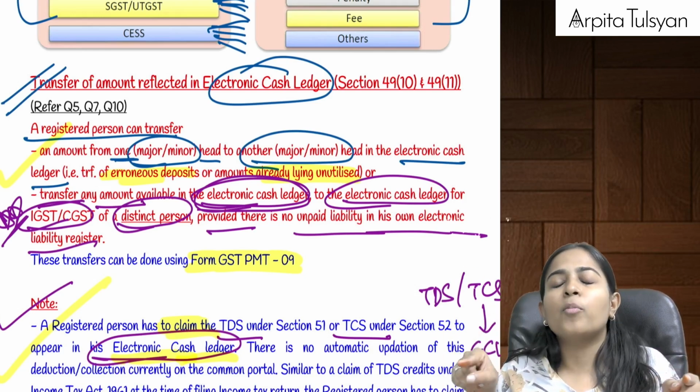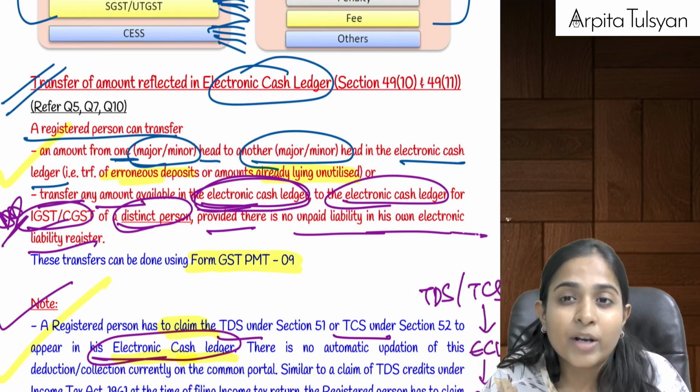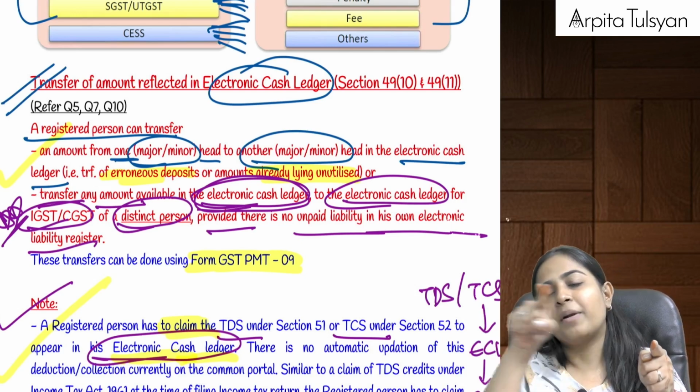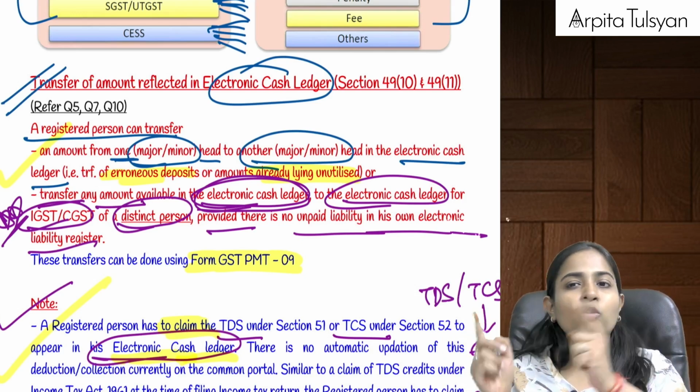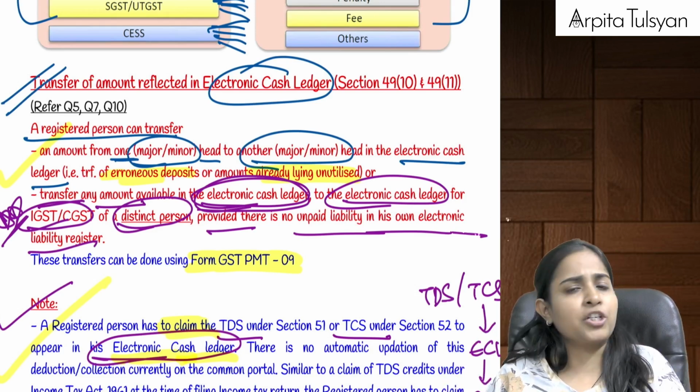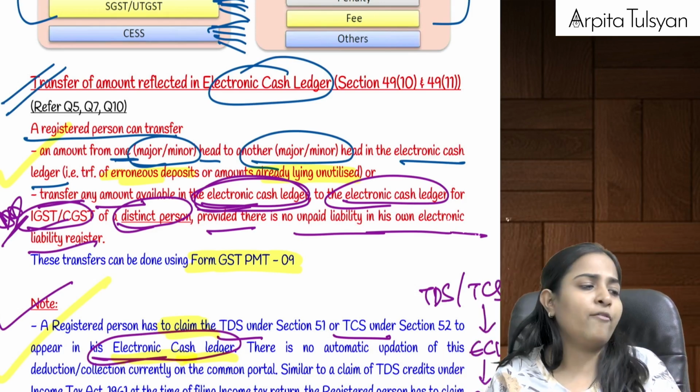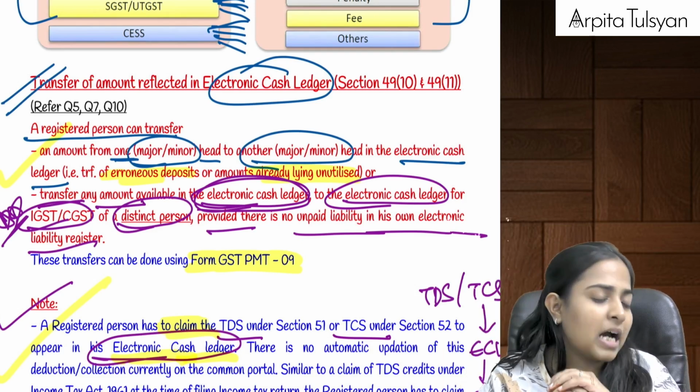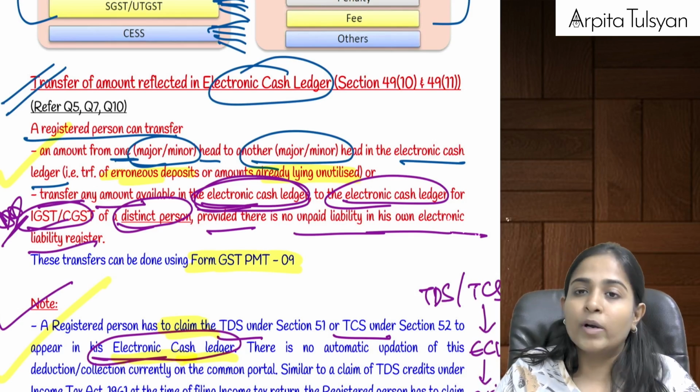Then use a form called GST PMT 09, and by using this form, transfer the amount from one head to another head. There is no restriction. From any major head to any major head, from any minor head to any minor head, the amount can be transferred. There is no restriction.